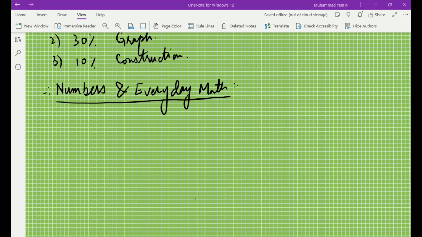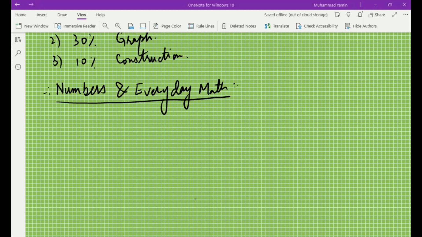So therefore, now when we come across the first topic, numbers and everyday math, the first thing that we should know is what we will be discussing here. We will discuss all those topics, all those questions which are necessarily to come in your paper. So you have to take advantage of all the classes that are being conducted here, and that will definitely help you. So I'm starting with the first one.